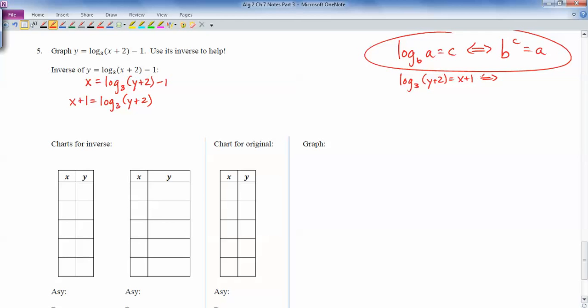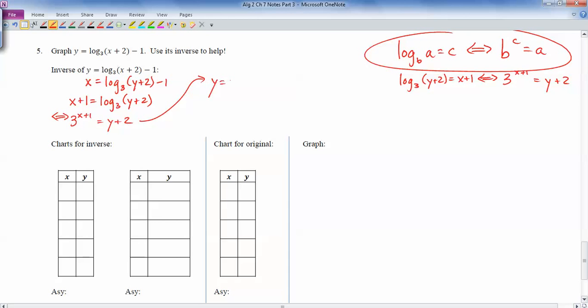And if we rearrange that using the same letters in the same places, b is 3, c is x plus 1, and a is y plus 2. So this means the same thing as 3 to the x plus 1 equals y plus 2. Okay? And then we need y by itself, so y equals 3 to the x plus 1 minus 2.